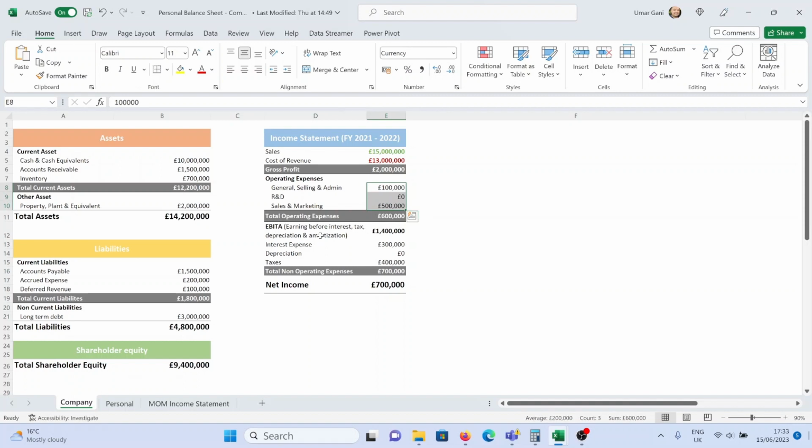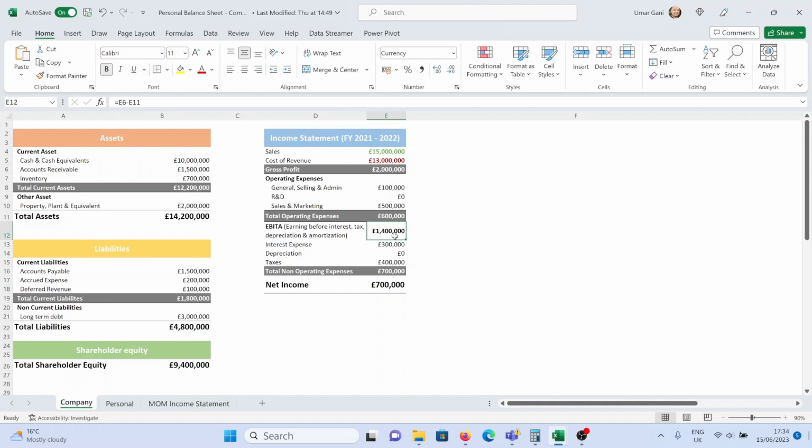So now, what is the earnings before interest, tax, depreciation, and amortization? That is your gross profit minus your operating expense, which is the EBITDA. That is 2 million minus 600,000, which is 1.4 million.